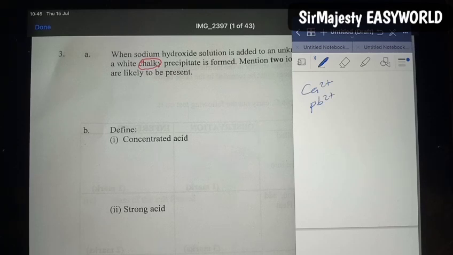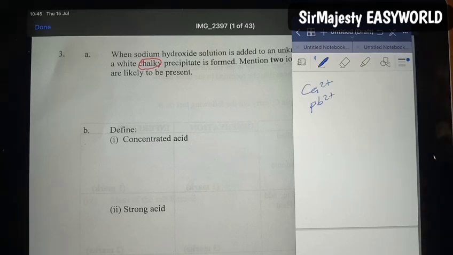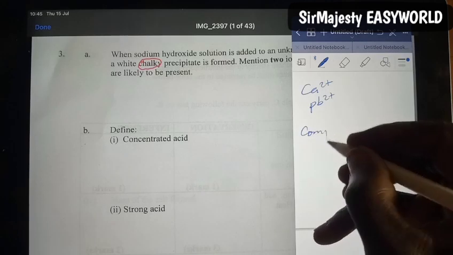Now, if a given aqueous solution of an acid has more water molecules, that is higher water potential than the acid molecules themselves, you say that such an acid is a dilute acid. Now, B2 says strong acid. A strong acid is an acid that ionizes completely. That is complete ionization.